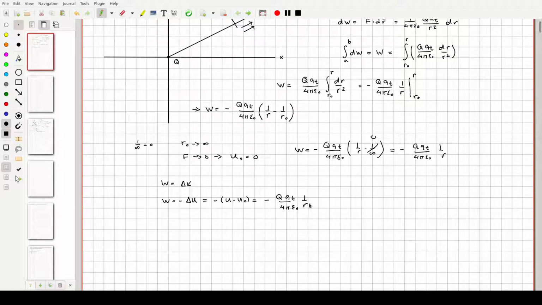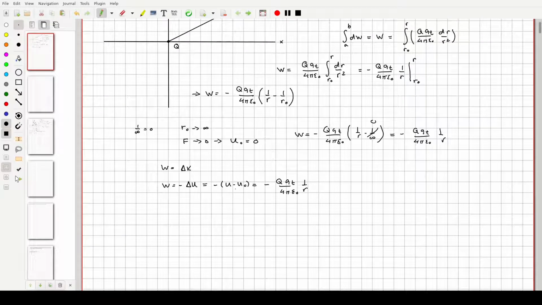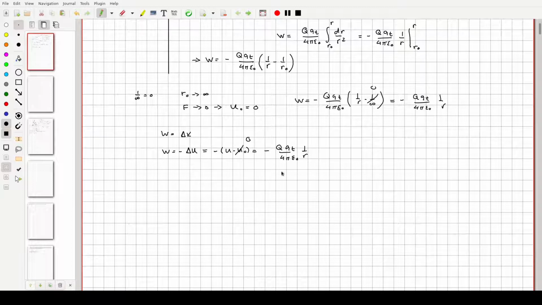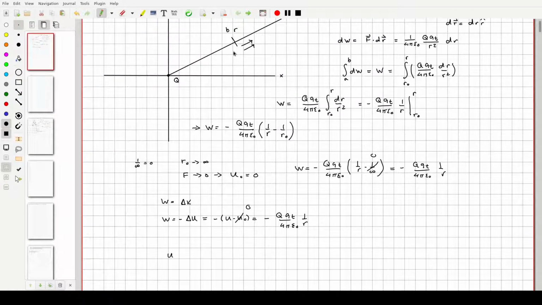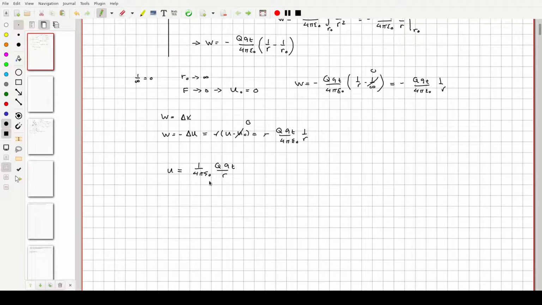1 over r. Now out at infinity, which is where U naught is, because there's no force, there's no potential energy, which means that to bring it from infinity to there, your potential energy at this new point right here, your U there, there's a minus sign there, there's a minus sign there, they cancel, is this. Okay, so this is your potential energy.